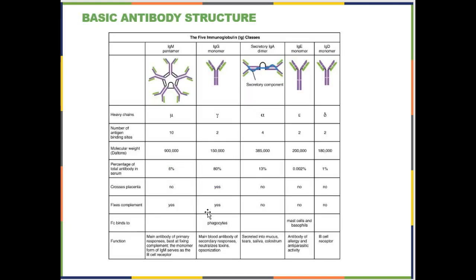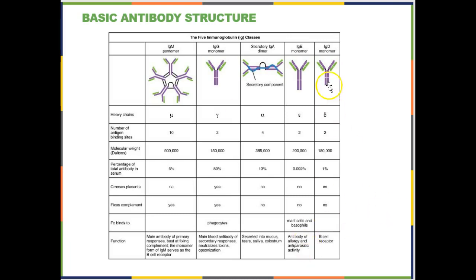So now just back to the classes. Again, you don't have to know them. I just want you to understand, right? So this class would be very good at agglutination. This class right here says opsonization. So this, what am I looking at? This constant region right here would be very good at attracting macrophages.